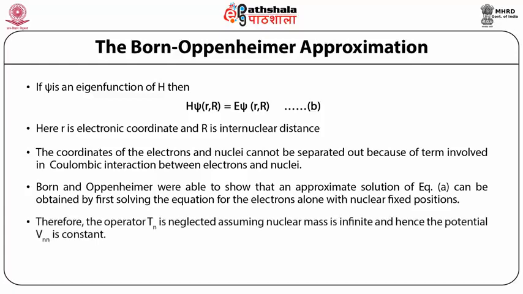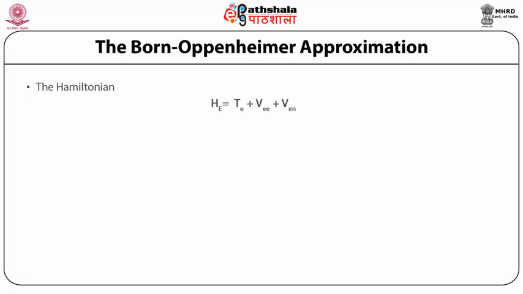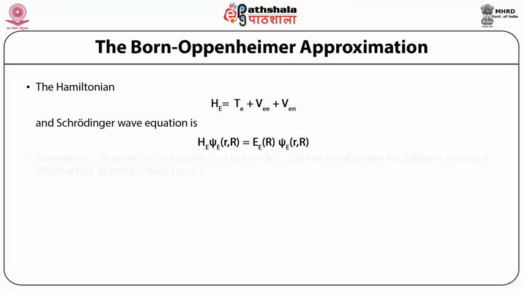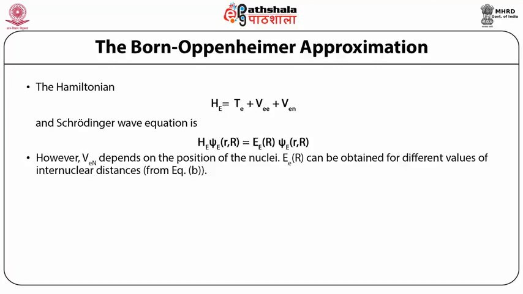Therefore, the operator Tn is neglected, assuming nuclear mass is infinite and hence the potential Vnn is constant. The Hamiltonian He is equal to Te plus Vee plus Ven, and Schrodinger wave equation is He psi_e(r,R) is equal to Ee(R) psi_e(r,R). However, Ven depends on the position of the nuclei. Ee(R) can be obtained for different values of internuclear distances from equation B. The potential energy can be obtained by adding Vnn to Ee(R).